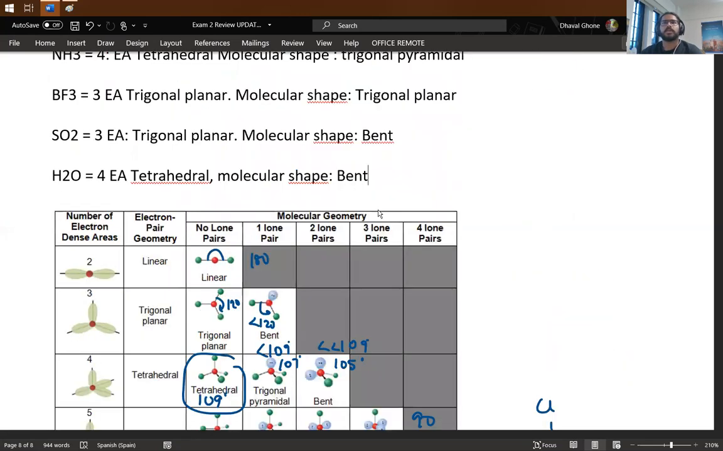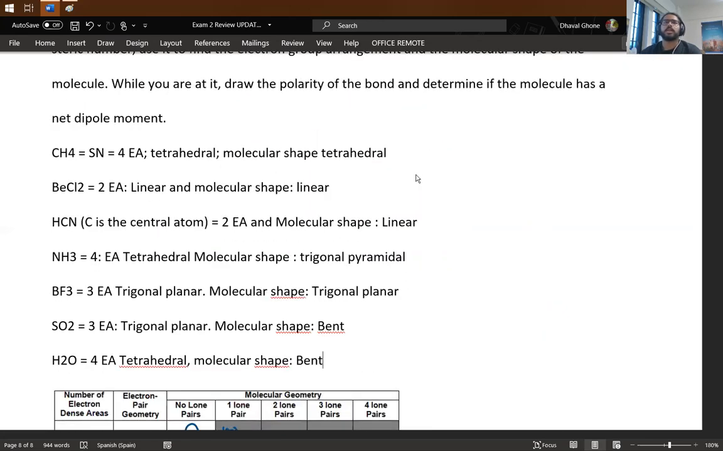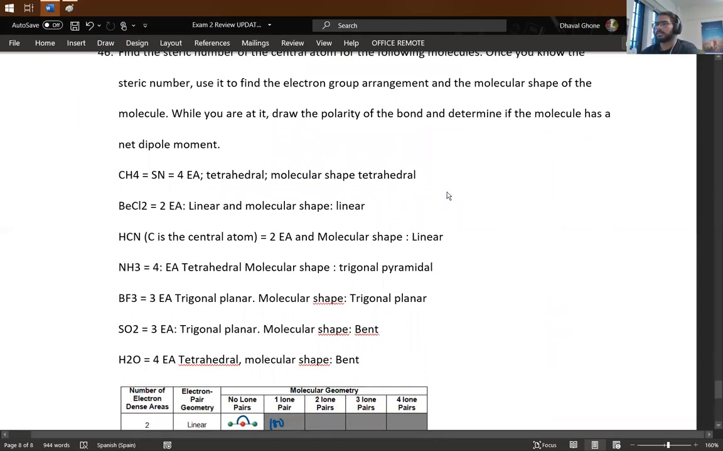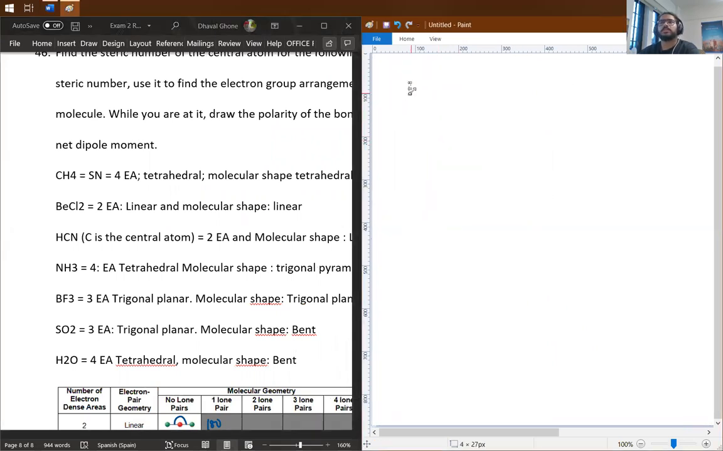Oh, there's one part left. It said to draw the polarity of the bonds and determine if the molecule has a net dipole moment. So going back to the paint window. Oh no, I have to draw everything again. So CH4 has delta EN. Give me 1 second. I'm going to pull up the chart for delta EN, since it's not something you memorize.